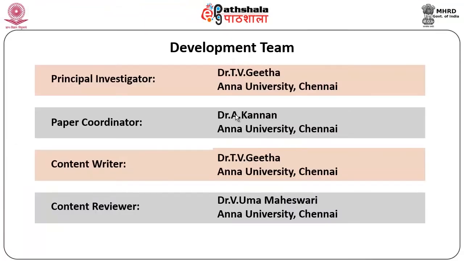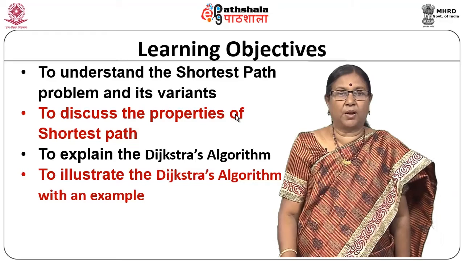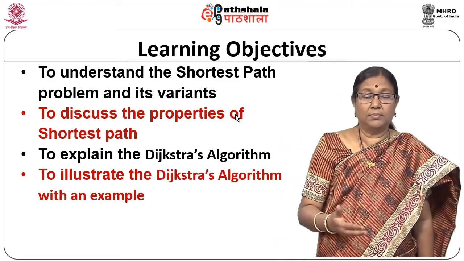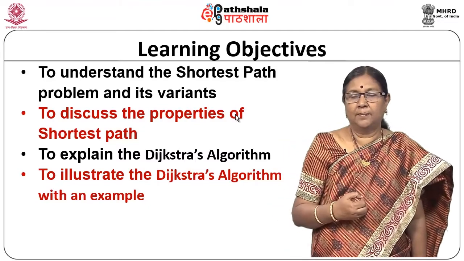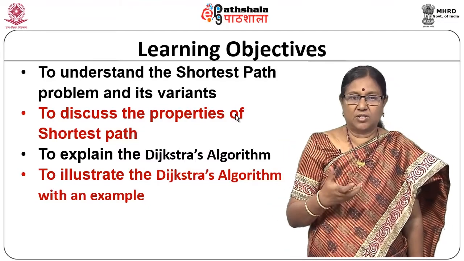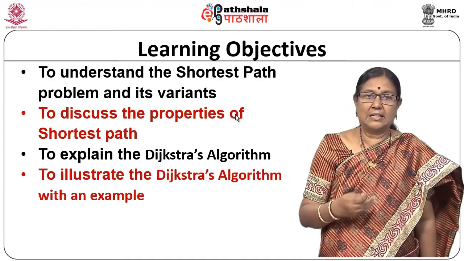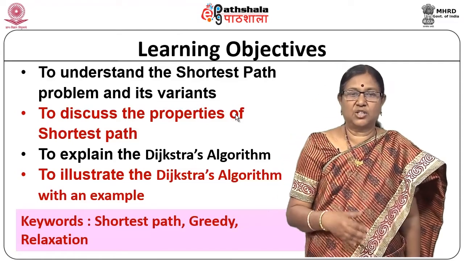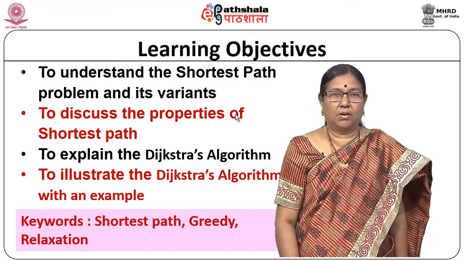So, these are the people responsible for creating this module, and the learning objectives of this module are to understand the shortest path problem and its variants. That is, there are many variants to the shortest path problem, so we will be discussing that. Then we are going to look at some important properties of shortest path. Then we are going to explain Dijkstra's algorithm, which is a very popular algorithm for shortest path, and we are going to illustrate the Dijkstra algorithm with an example. So, the terms associated with this are shortest path, greedy algorithm and relaxation. We will talk about what a relaxation is as we go along.